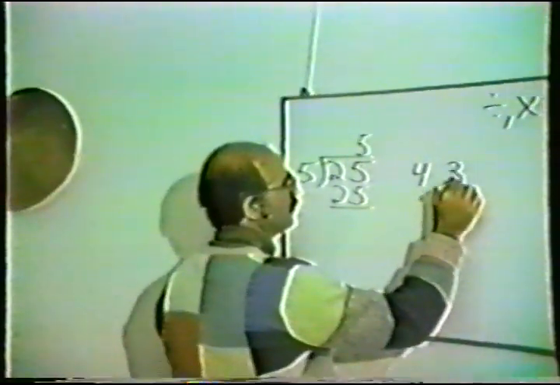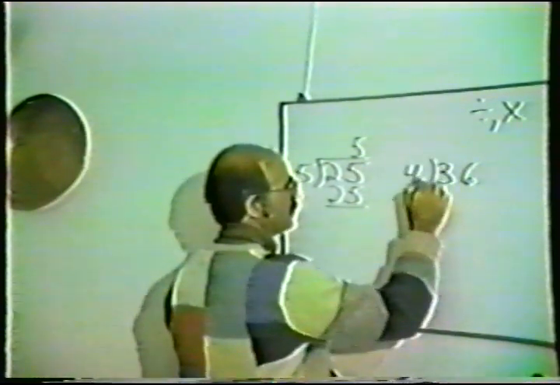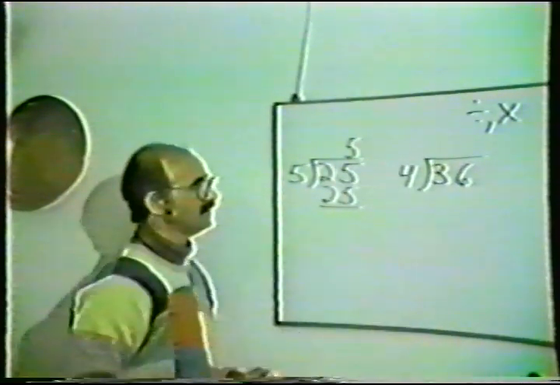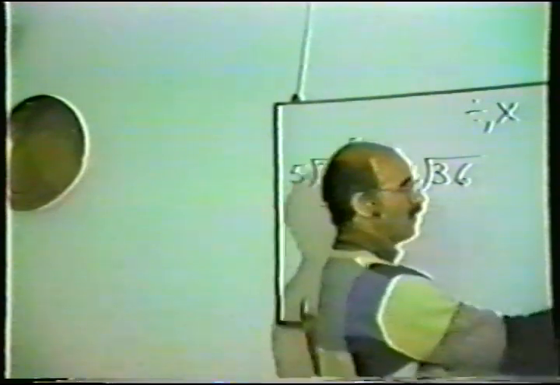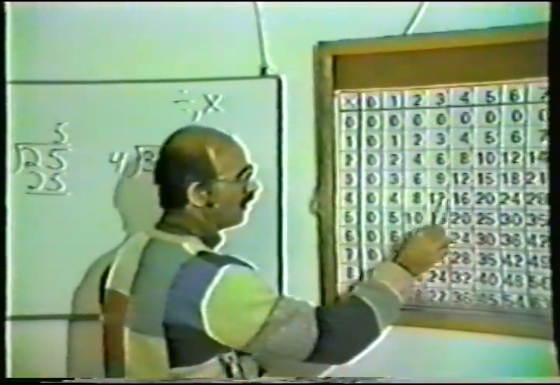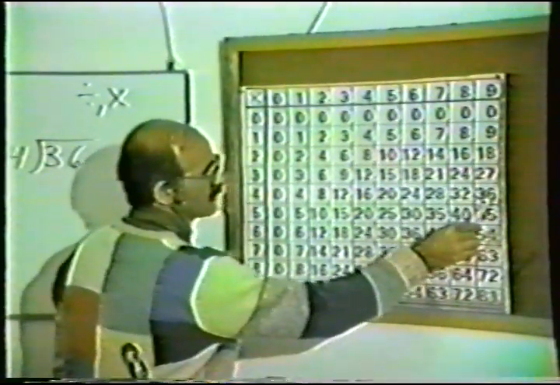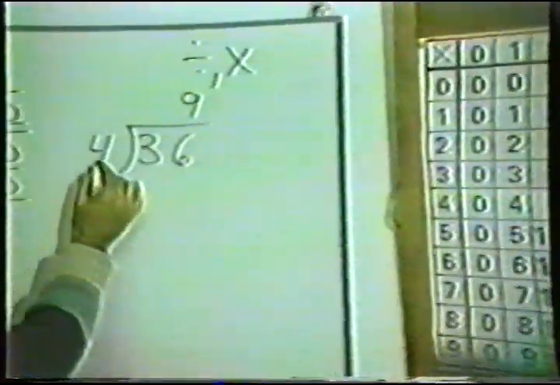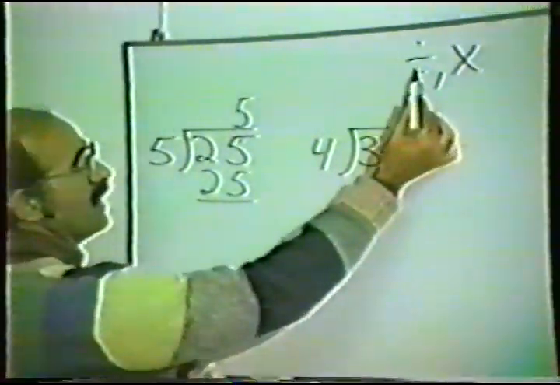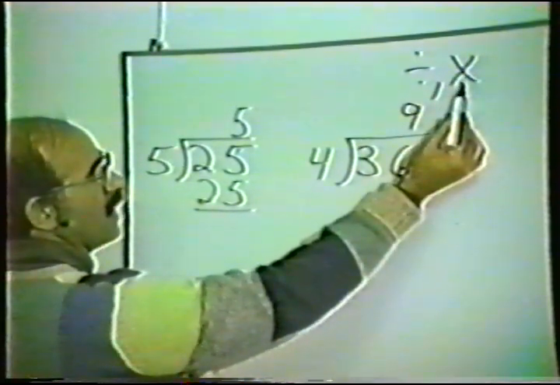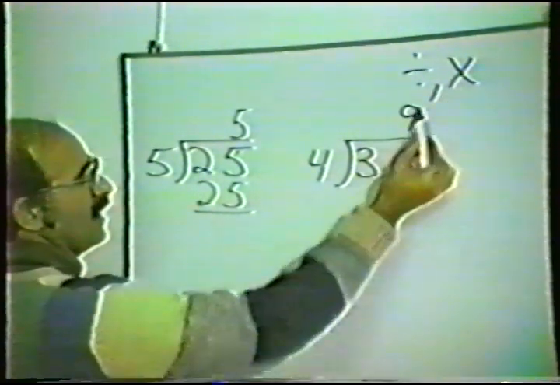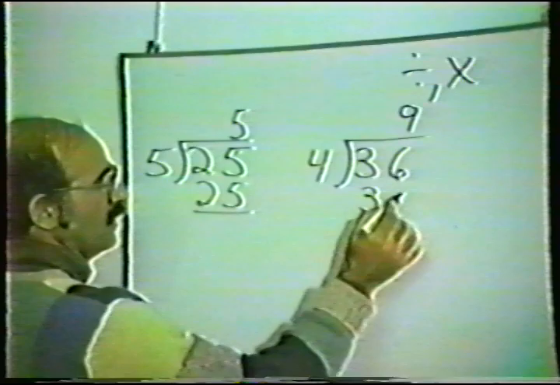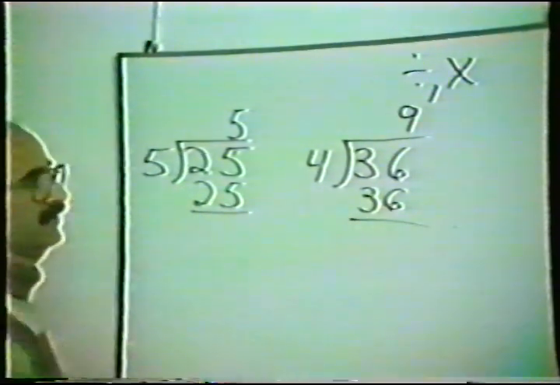Four into 36. 4 all the way over here to 36. Go up and get the answer, which is 9, and put the answer up. 4 into 36 is 9 because 9 times 4 is 36.